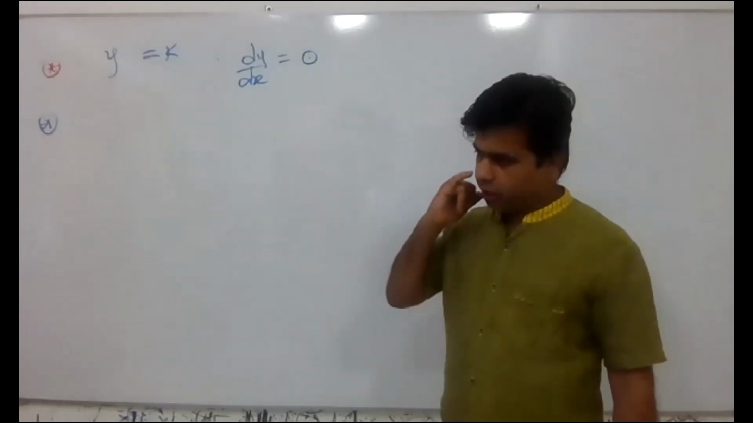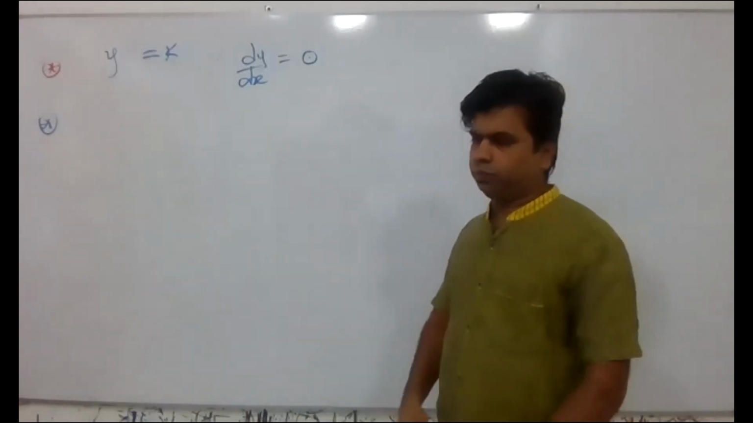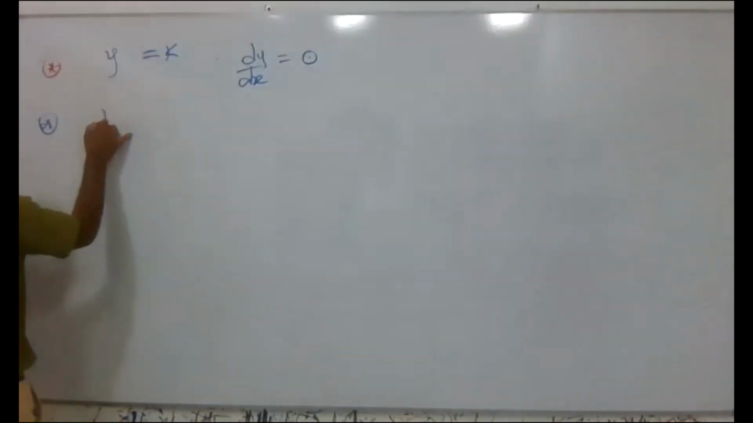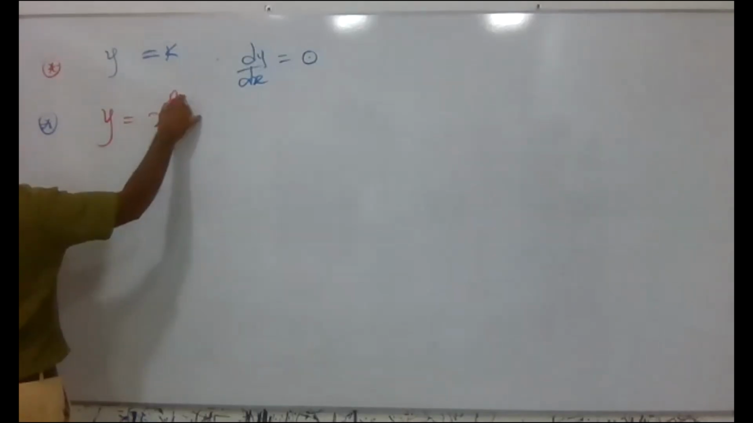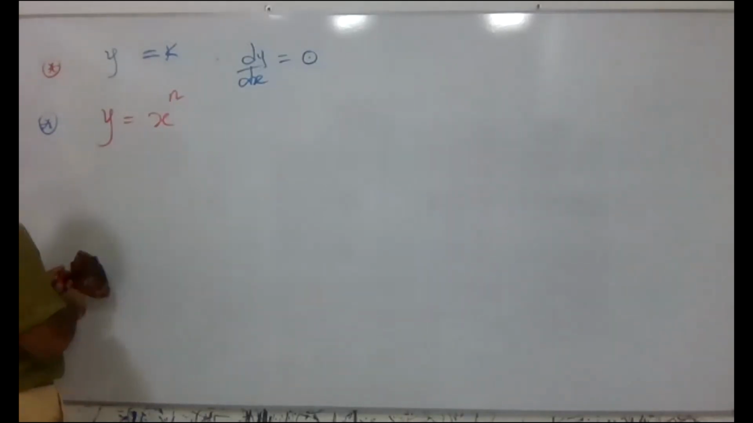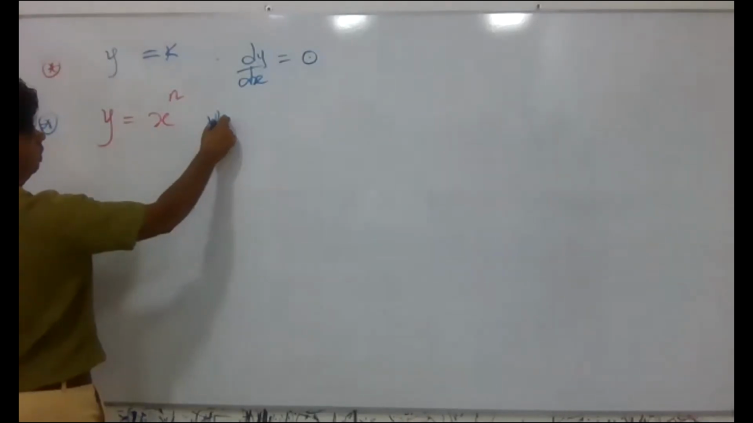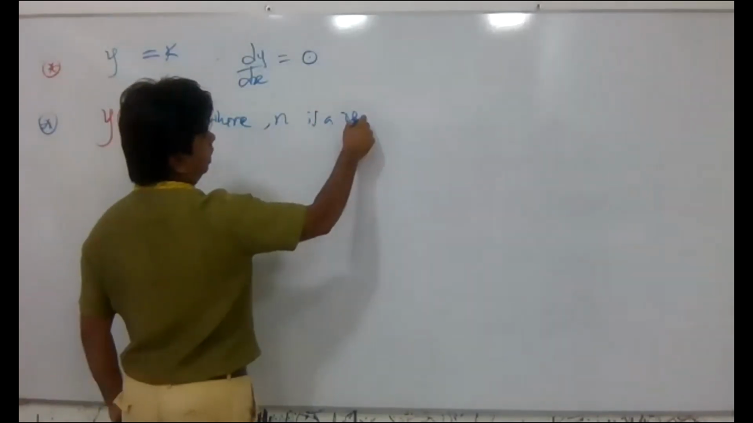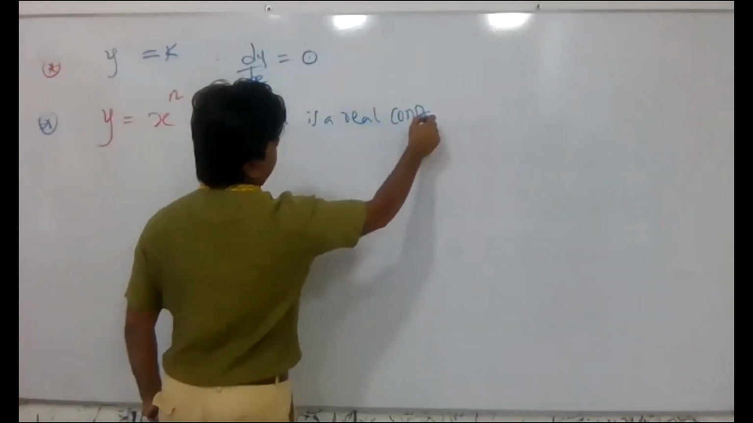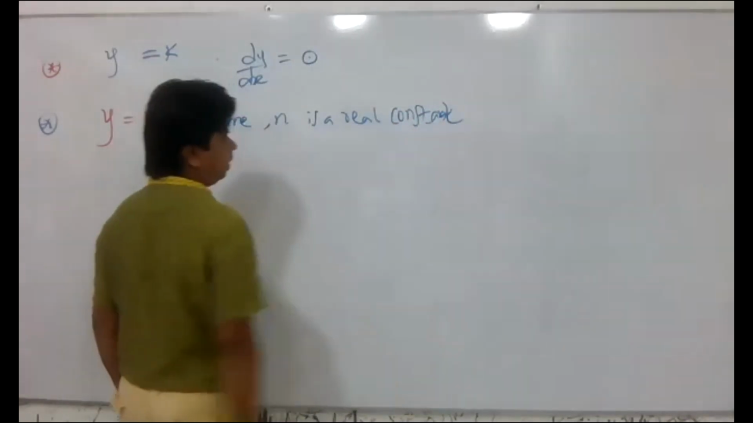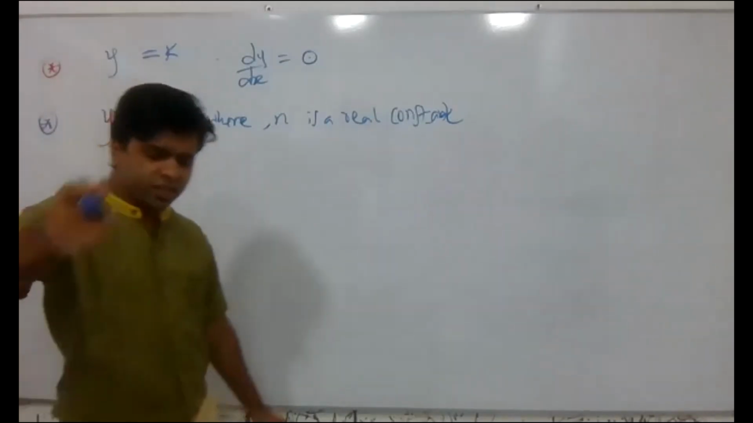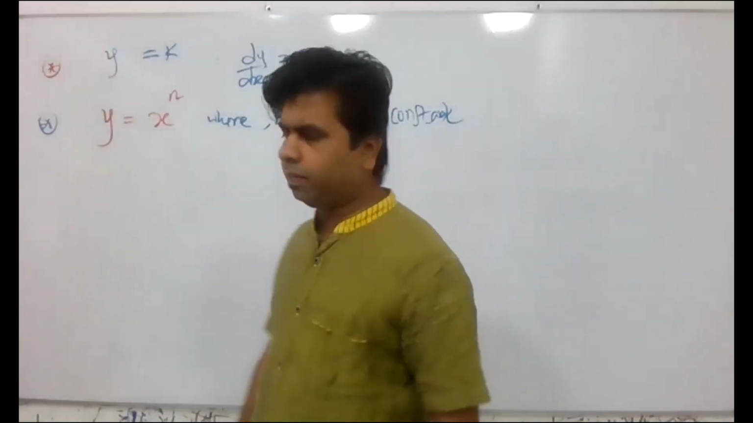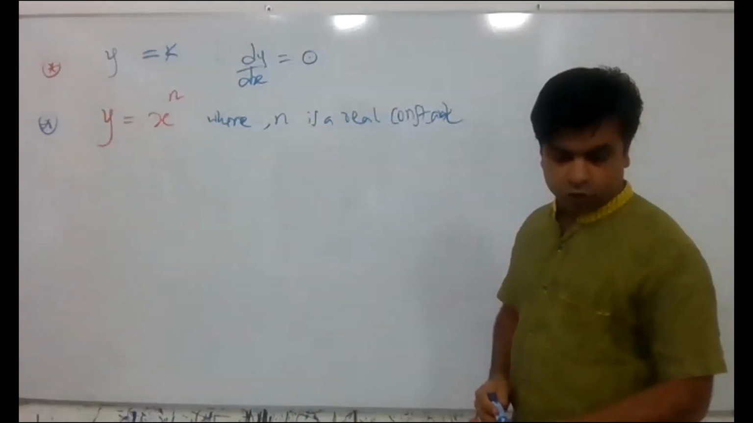Second one, write down: y equals x to the power n, where n is a real constant. Please understand it's a constant, because x is the variable and n is a constant. Why is n a constant? Because x is the variable. Clear? y equals x to the power n.